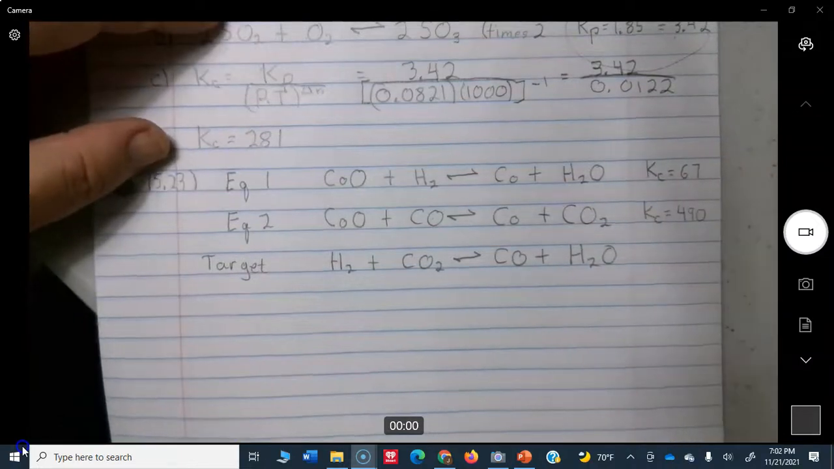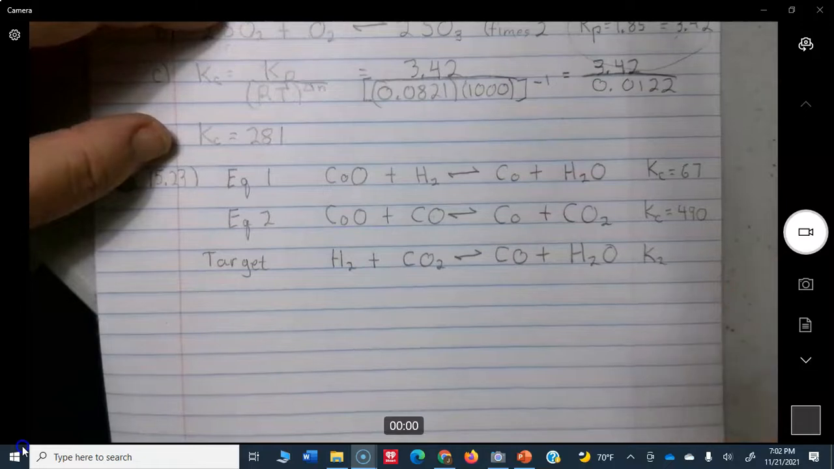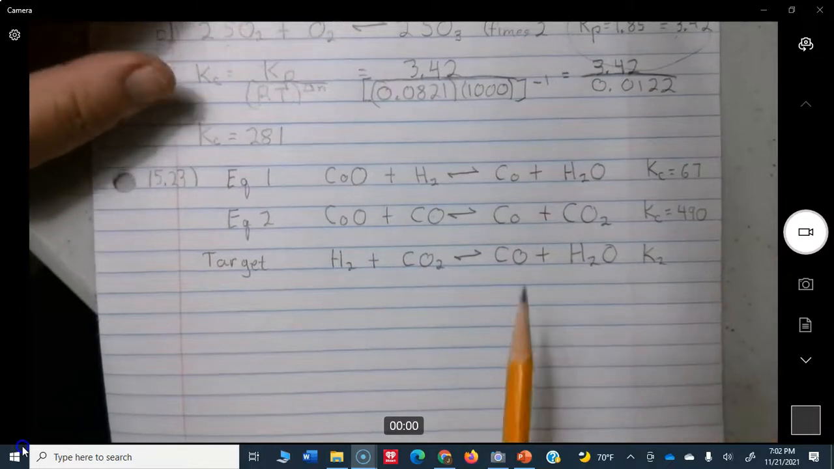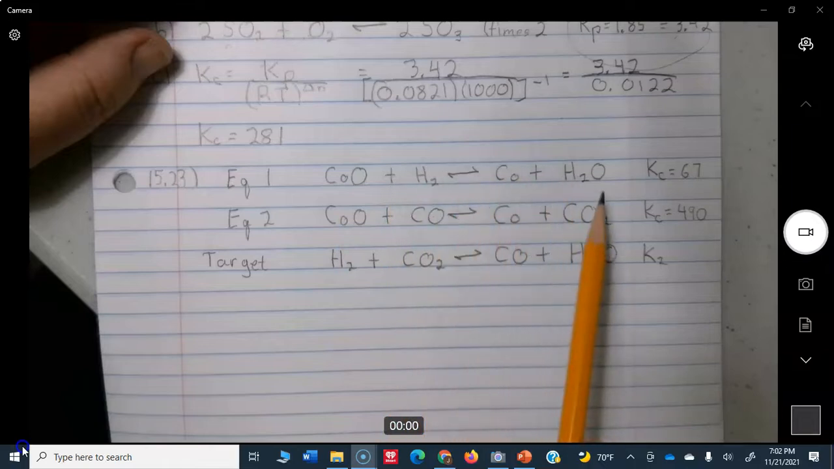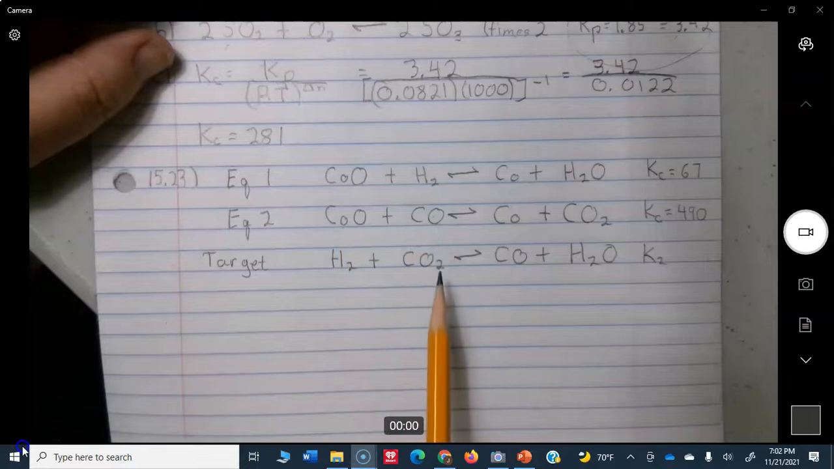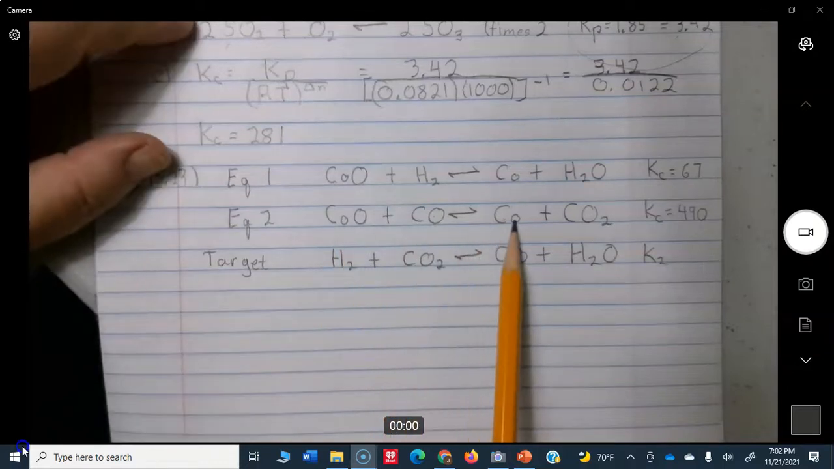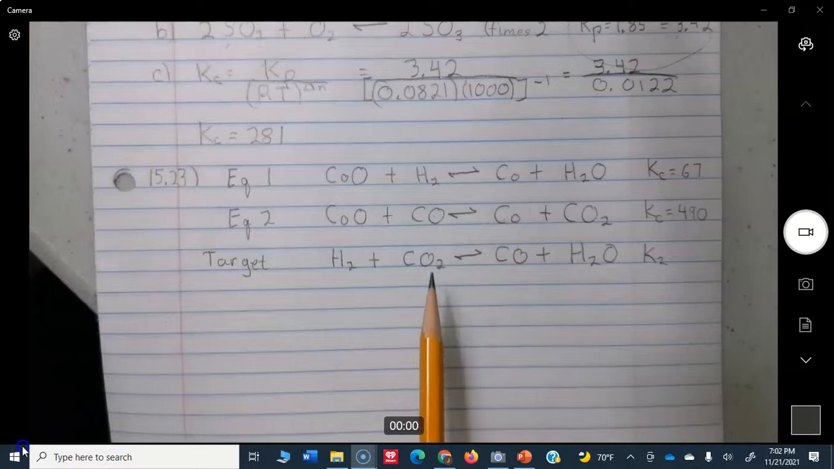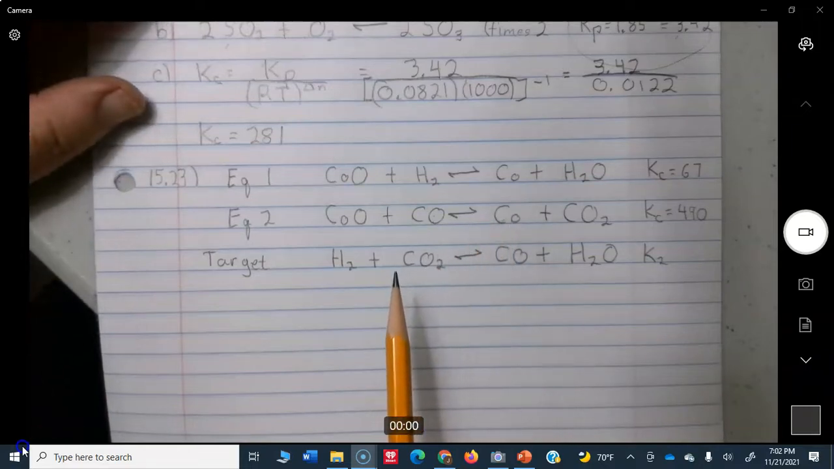Okay, so now we're trying to figure out what this Kc down here is for this reaction. Alright, so again, we go down here and we look for something in the target that only appears once up here. Well, this is cobalt oxide. It's a little confusing. That's cobalt oxide, that's carbon monoxide. That's a capital O, that's a little o, so be careful on that. That CO is totally different than that CO. Alright, so we need to find something that appears only once, and it looks like the H2 does.